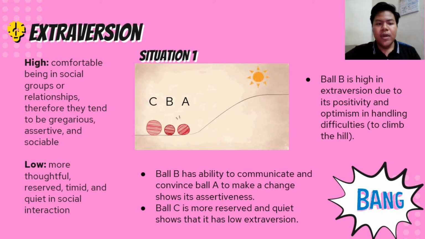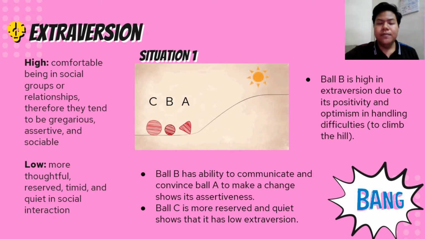Okay, let's dive into extraversion. The characteristics of individuals with high extraversion are comfortable being in social groups or relationships. Therefore, they tend to be gregarious, assertive, and sociable. They generally appear to be happy socially because they express their feelings more freely, and also due to their ability to experience more positive emotions. They often seem ambitious. Meanwhile, introverts or individuals with low extraversion tend to be more thoughtful, reserved, timid, and quiet in social interaction.